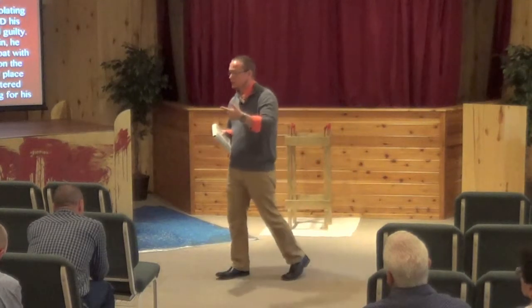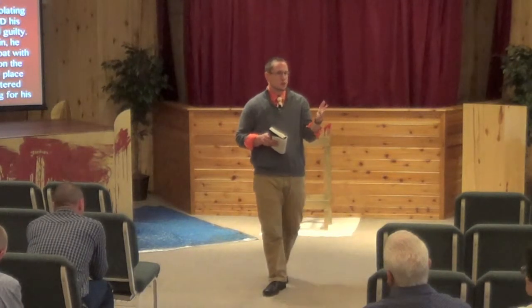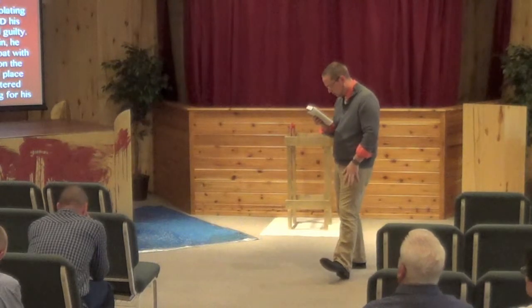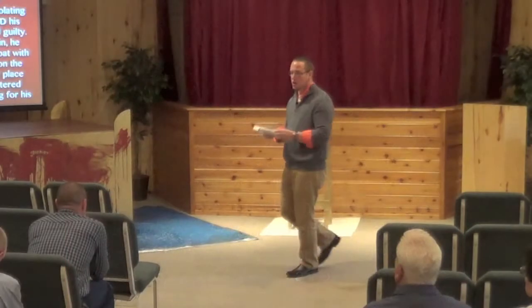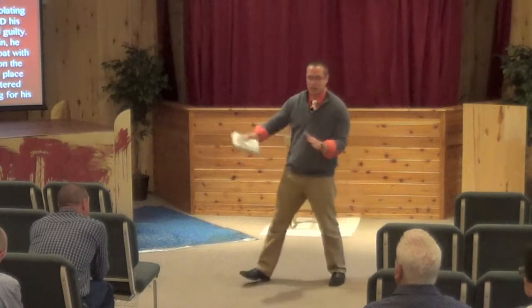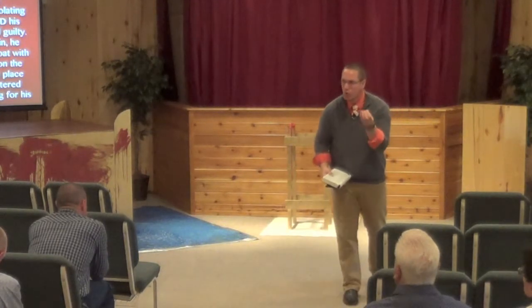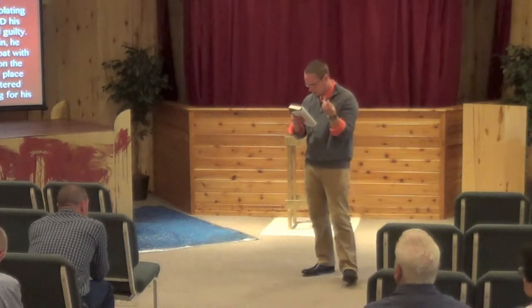We're talking about a prophet, a king, a judge in the book of Judges. Okay, if a leader sins unintentionally, then this is the sacrifice he's supposed to bring. Verse 23, when he becomes aware of his sin, he must bring as his offering a male goat with no defects. We've taken a step down. We're not talking about a bull anymore. Now it's a male goat. It's a less valuable offering, a less expensive offering.